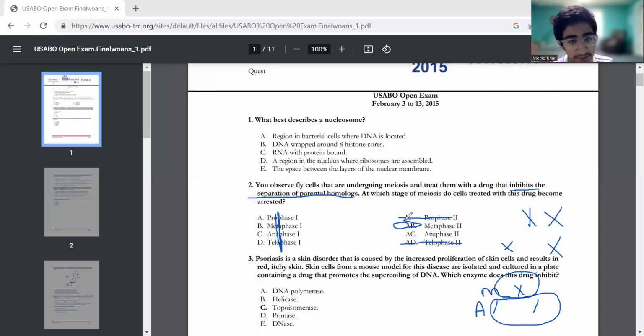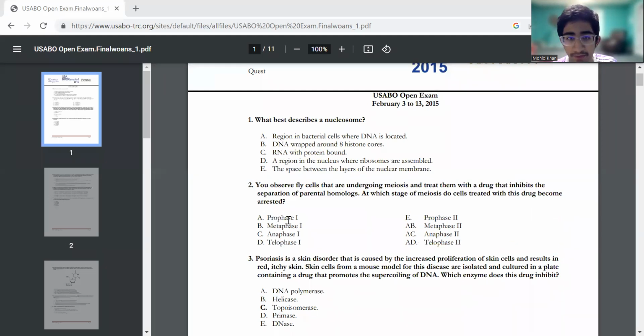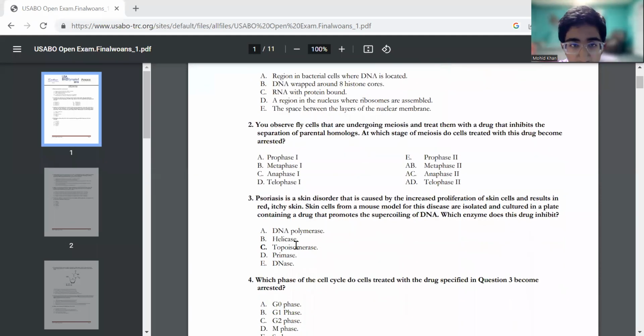So yeah, this was a pretty difficult question. All right, next question. Let's look at number 3. We have psoriasis, a skin disorder that is caused by the increased proliferation of skin cells and results in red itchy skin. Cells from a mouse model for this disease are isolated and cultured in a plate containing a drug that promotes the supercoiling of DNA.